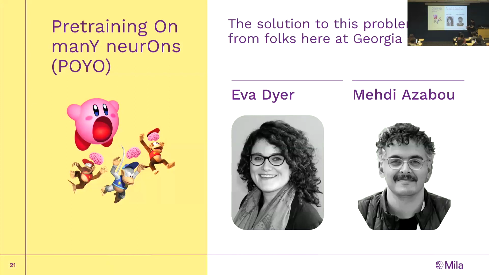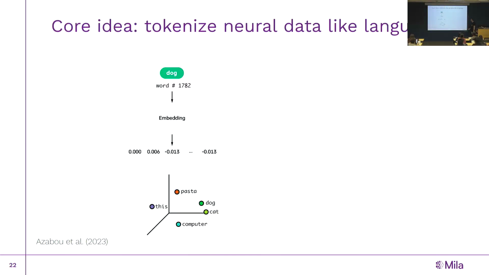Their solution they called, when I first saw this acronym, I was like, guys, come on. But I've actually really come to love it because it really does describe the model well. If you don't know, Poyo is the sound that Kirby makes when he eats things. So as I've articulated to you, our philosophy here is we want to eat all the data, all the brain. This model, Poyo, is a really clever solution to that problem of different neurons. So let's talk about this now.